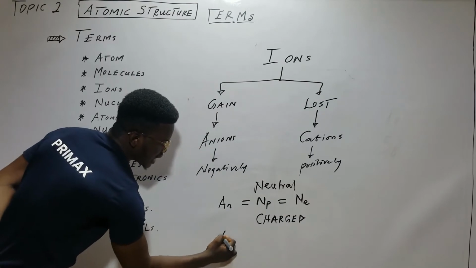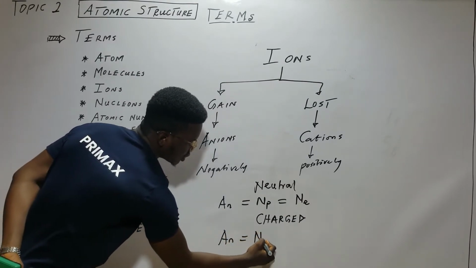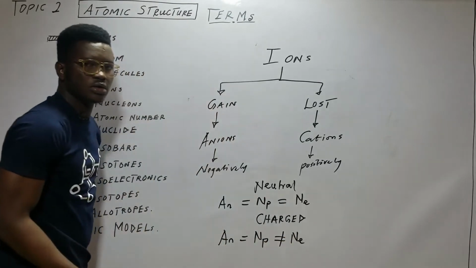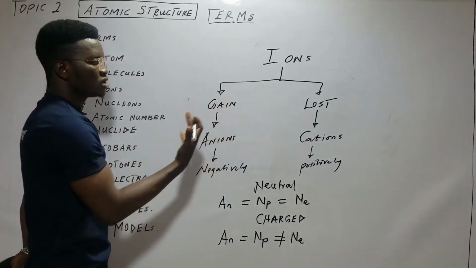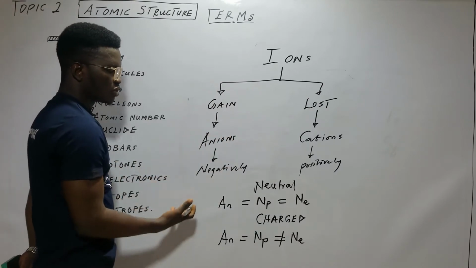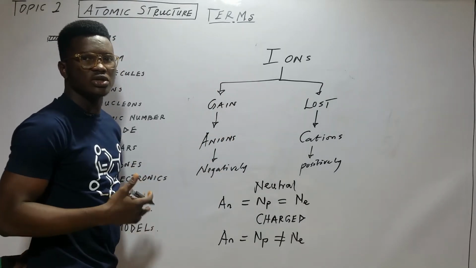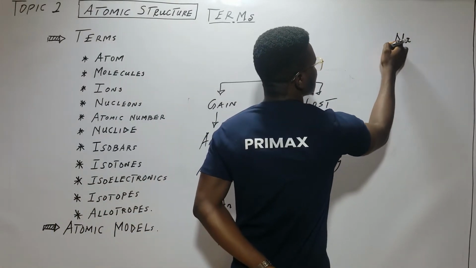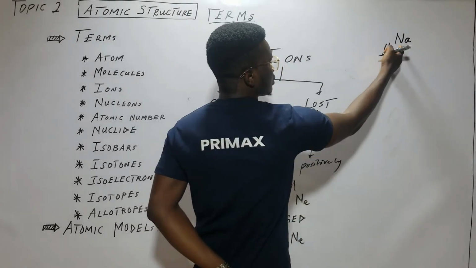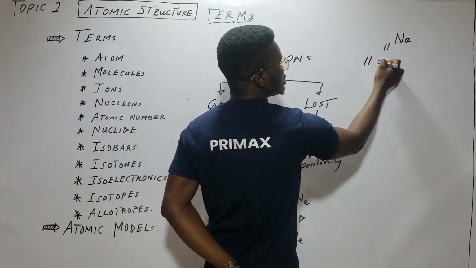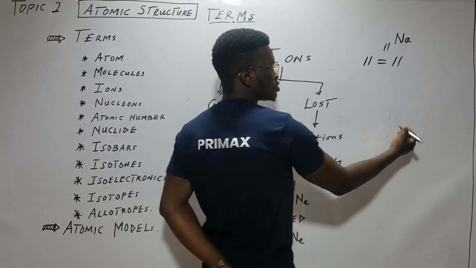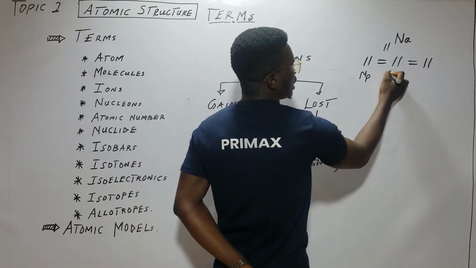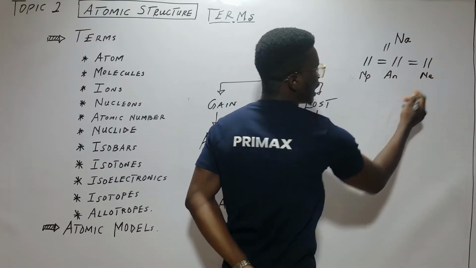So I have the atomic number will be equal to the number of protons. That won't change, but that won't be equal to the number of electrons. I hope you understand that. When an atom loses or gains electron, the number of protons remains the same, but the number of electrons will change. Let's take an example. If I have sodium with atomic number of 11, the atomic number here is 11. It is equal to the number of protons, which is also 11, and it is equal to the number of electrons. So number of proton, atomic number, and number of electrons, they are all the same.